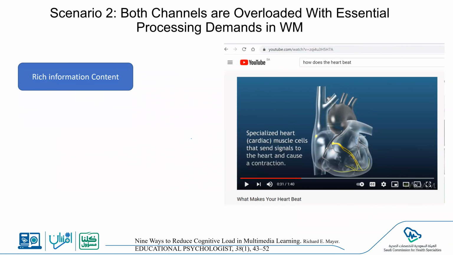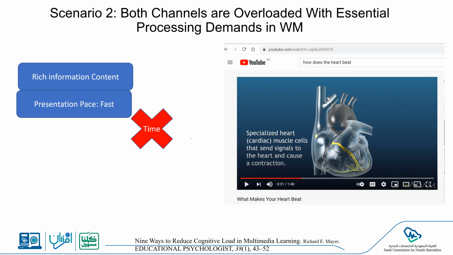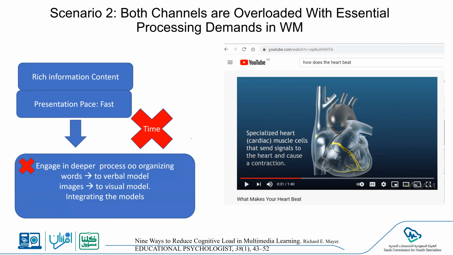Another example: if you take the same video, let's say it's a very complex video, it has so much information, and the presentation was very fast. He's talking so much, giving me so much information, and there's not enough time for my brain to process it. He was talking about the anatomy, then going to the chambers, then to the sinus, and my brain is not processing it. I won't have enough time to engage in deeper understanding. So in the mental model, my words are not going to be translated properly to the verbal model, and my images are going to be translated into visual models. And then in the integration at the end, I'm just going to have a very limited understanding.